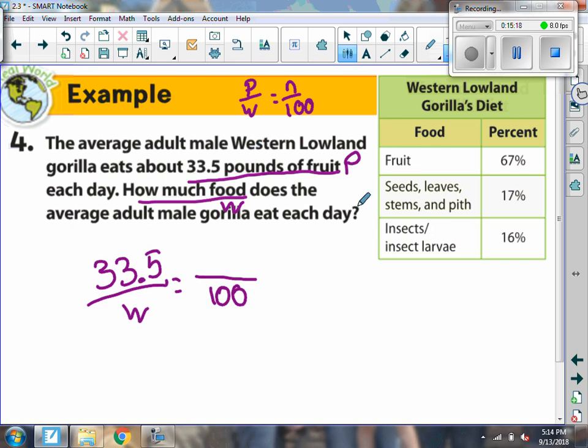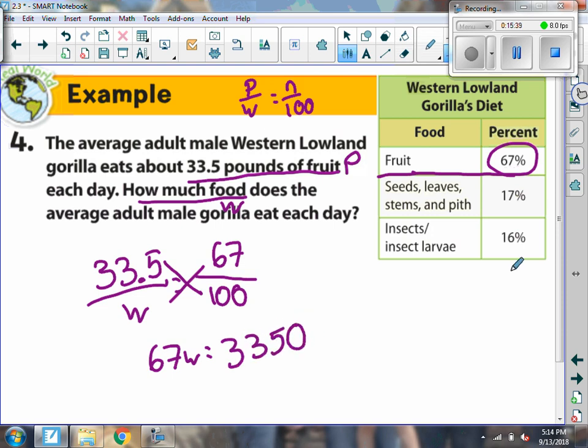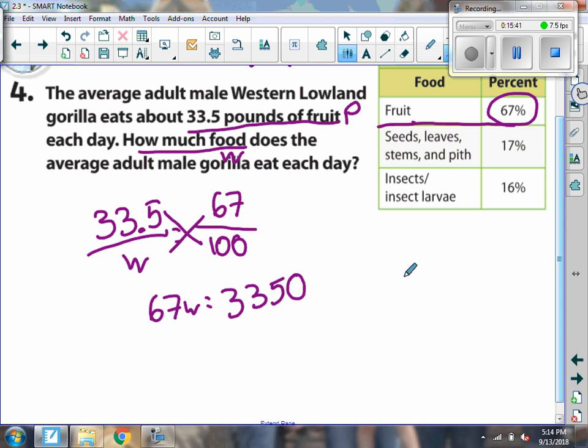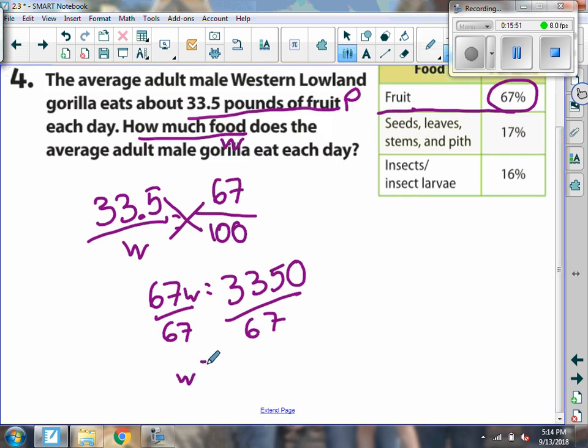So if we look over at our table, we have our part is our fruit. So what percentage of the diet is the fruit? If we look, fruit is 67%. So that's what I'm going to put here. So now that I have my proportion, I can cross multiply. 67W is equal to 3,350. I'm going to divide both sides by 67. And you actually end up with W is equal to 50. So how much food does the average adult male gorilla eat each day? That's 50 pounds is our answer.